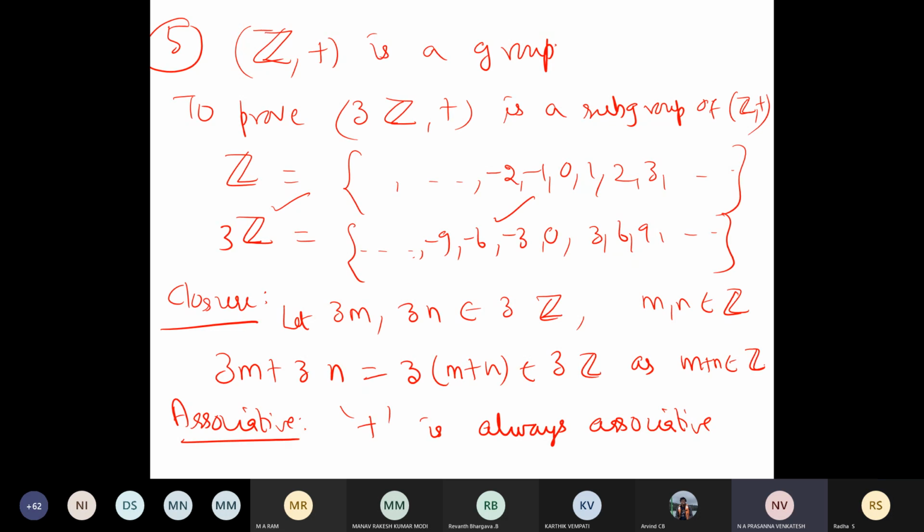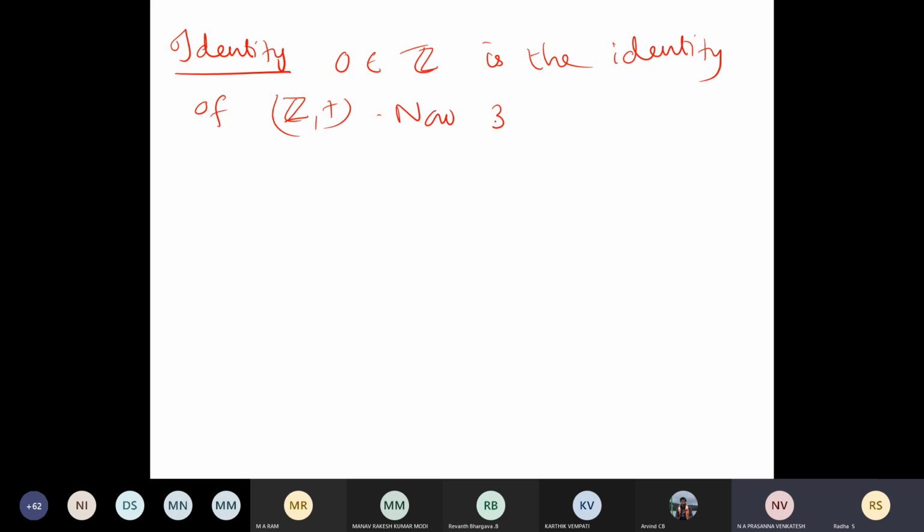Identity. What is the identity here? Additive identity. The same 0 would be there or not here? Zero is there in 3Z. So how to prove? See, 0 belongs to Z and is the identity of Z comma plus. So now 3 into 0, 0 also belongs to 3Z comma plus. Therefore 0 is the identity element.